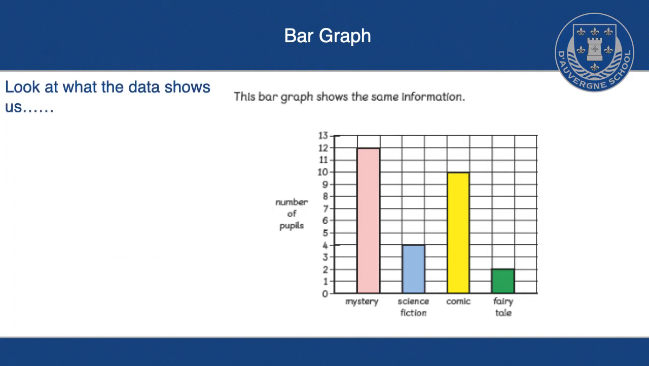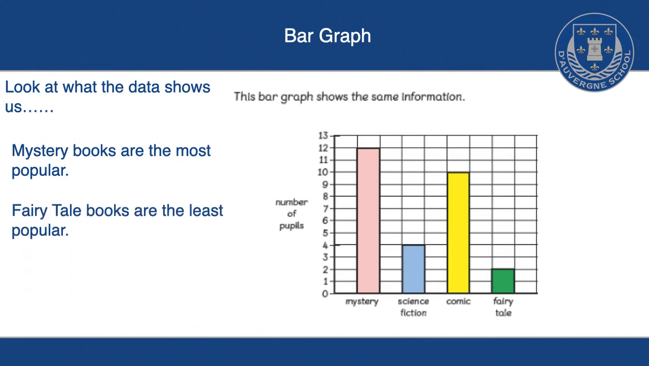So when we've looked at the data, that's what it showed. And if we look, without having to count, we can visually see that the mystery books were the most popular because there were 12 pupils that thought that was their favourite, whereas the fairy tale books were the least popular. And it clearly shows that on the bar graph as well because that only reached 2 on the bar graph.